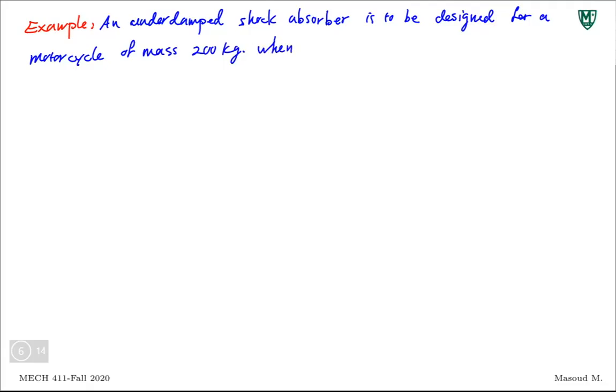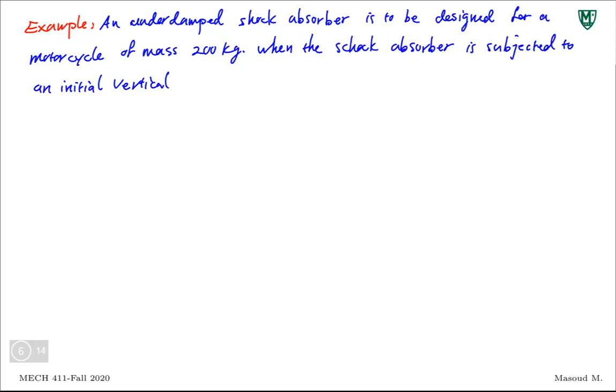When the shock absorber is subjected to an initial vertical velocity due to a road bump.